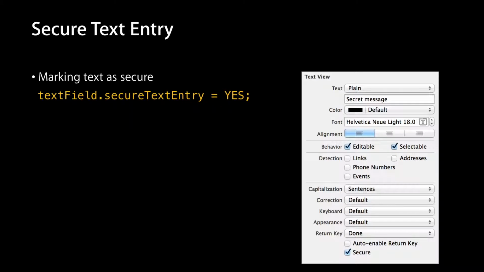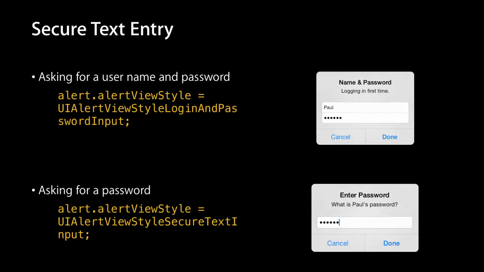If you have any text that could possibly contain any sensitive information, mark it as secure text, and you can do it programmatically, as you can see here, or in Interface Builder. Secure text, we don't cache it, we disable autocorrection. And of course, if you're ever asking your users to provide a name and password or just a password, use the secure text input or the login and password input alert view style methods, just to mask what's shown on the screen.